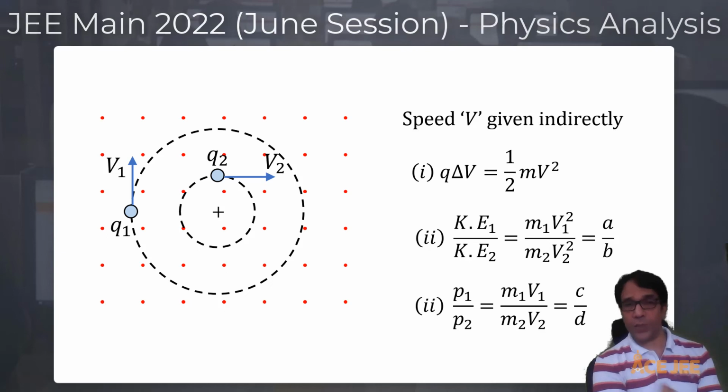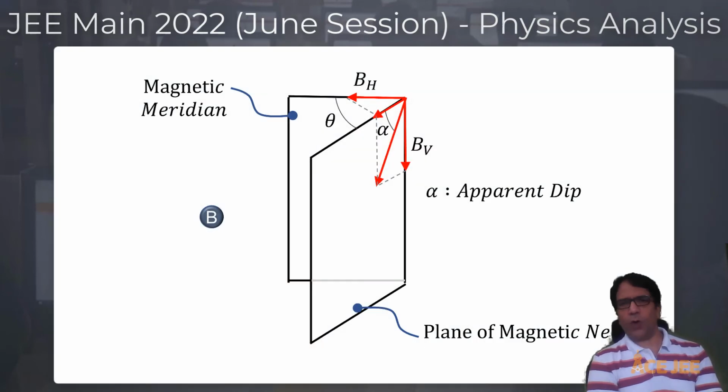Moving on to magnetics, there were quite a few questions on radius of curvature, finding the radius of curvature of a charged particle moving in uniform magnetic field with its velocity perpendicular to the magnetic field. Then there were some questions involving the magnetic susceptibility and the dip.